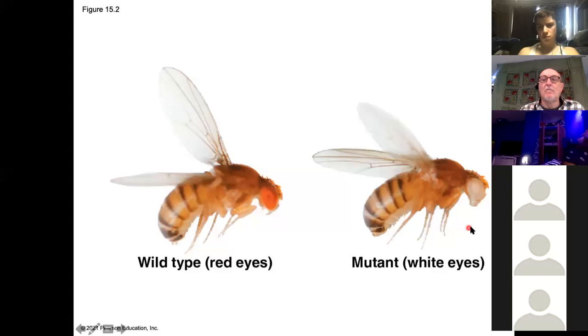It's just that character. All the rest of the pigmentation is normal. It just doesn't have the red pigmentation in the eye. That's all. It's a very distinctive characteristic, very easy to see. So he could sort them out really quickly.